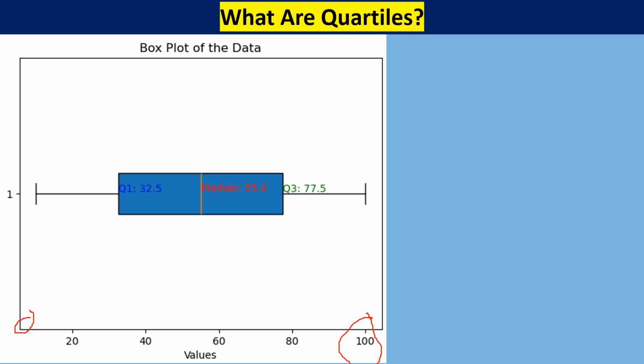So the blue label is Q1, and it marks the 25th percentile of the dataset, and the red label is the median, which is 55 and marks the 50th percentile, which is always the median, and the third one is 77.5, which is Q3.